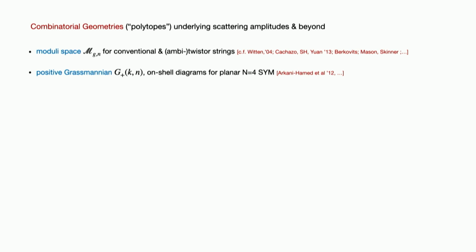And in the last 10 years or so, there's this object called the positive Grassmannian, which has basically been responsible for a lot of magic in this special theory, planar N=4 super Yang-Mills. So this combinatorial structure all lives in some auxiliary space, okay?